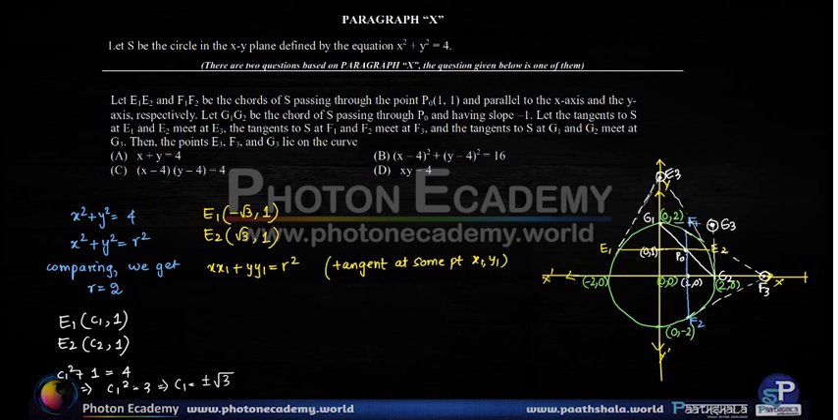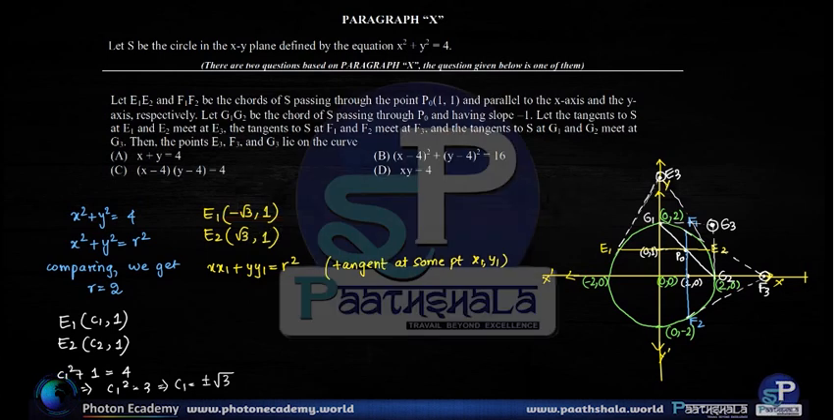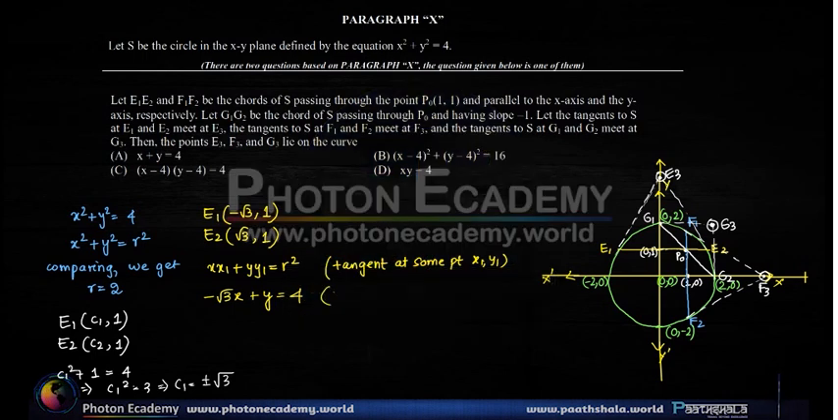Putting x1, y1 as minus root 3 comma 1, we get minus root 3x plus y is equal to 4. Now we know by symmetry that we write this as using point E1.